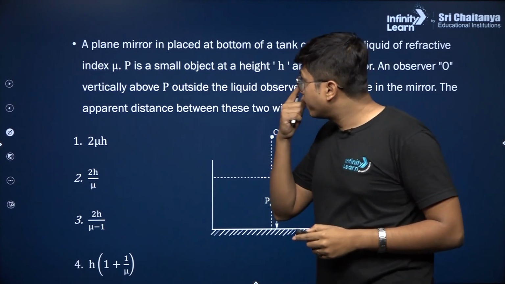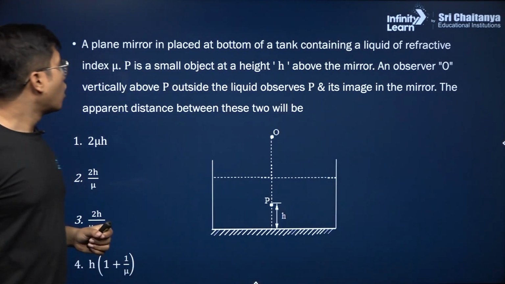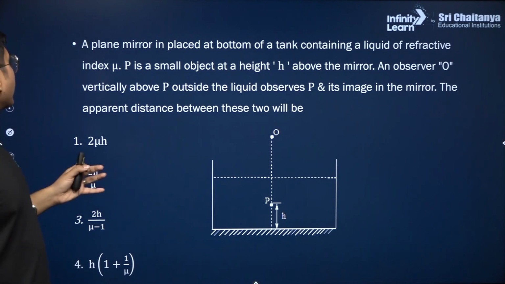Next up, it says a plane mirror is placed at the bottom of a tank containing a liquid of refractive index mu.